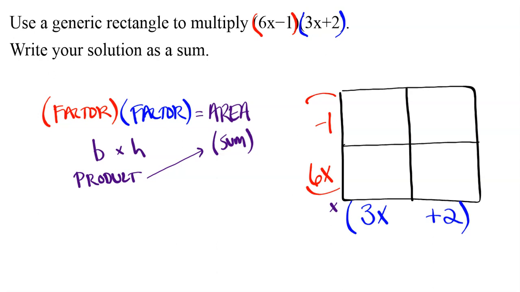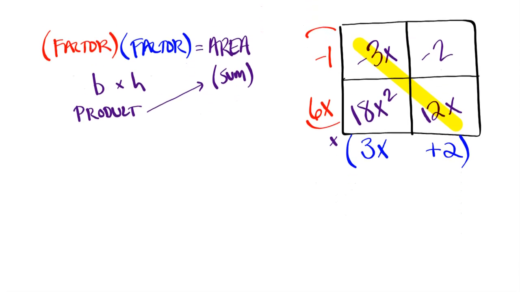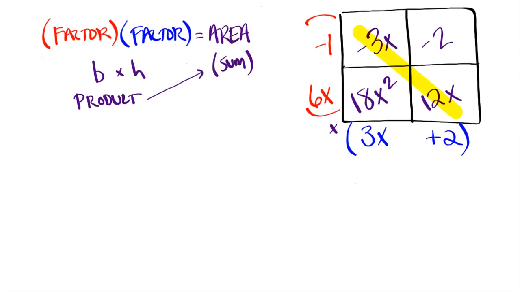So here's what we get. We've got 6 times 3, which is 18, x times x, which is x squared, and then we simply multiply these areas. We have negative 1 times 3x, which is negative 3x, and then we have 2 times 6x, which is 12x, and then we have 2 times negative 1, which is minus 2, and then we have our like terms. We've been doing this for a while, and we're fairly decent at it.